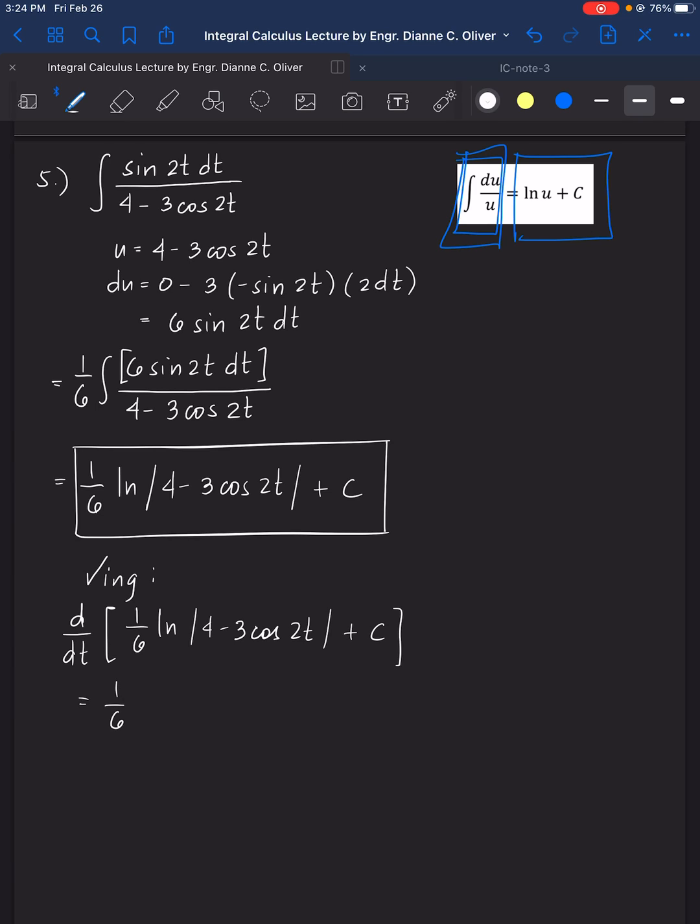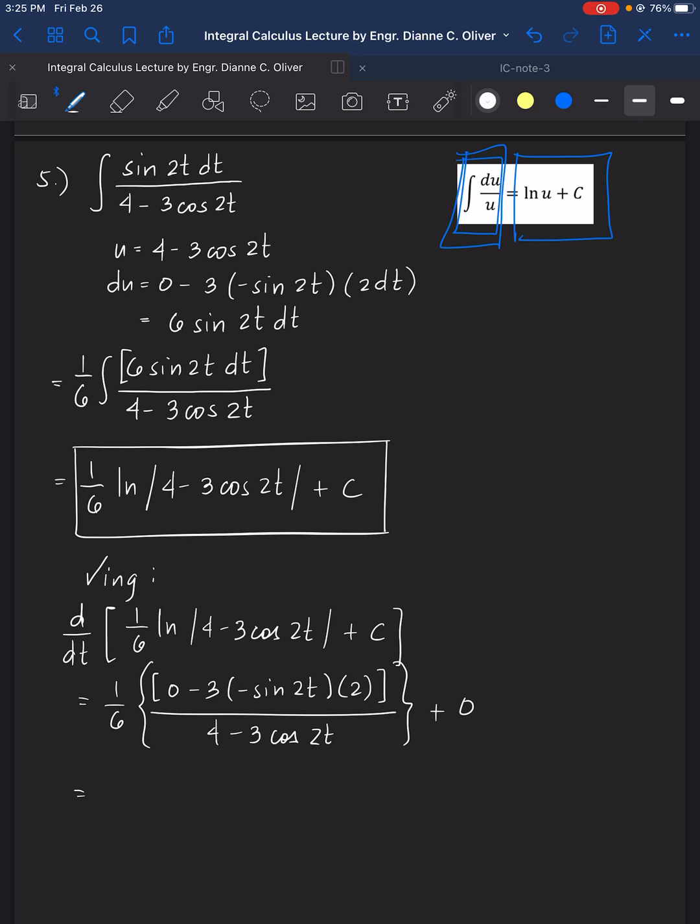So that is equal to 1 over 6 times the derivative of ln, which is the derivative of u over u. The derivative of 4 minus 3 cosine 2t is 0 minus 3, which becomes negative sine 2t, times the derivative of the angle, which is 2, all over 4 minus 3 cosine 2t, plus the derivative of the constant c, which is 0.